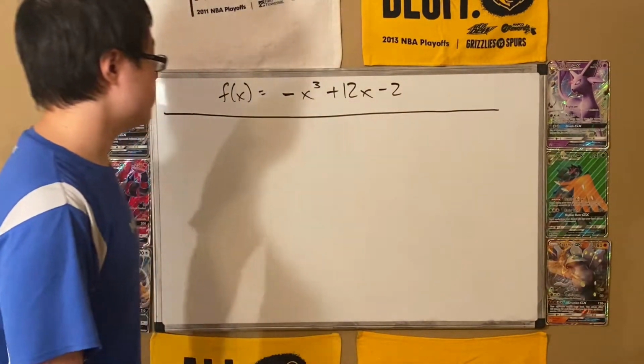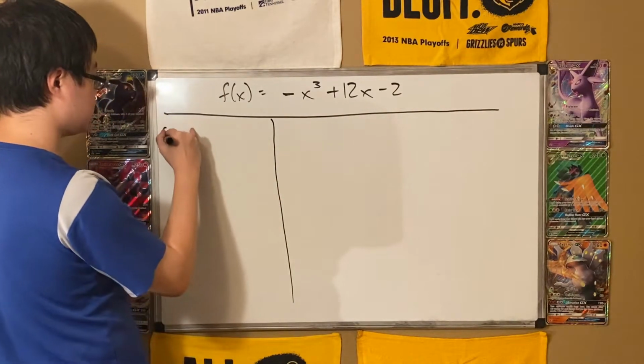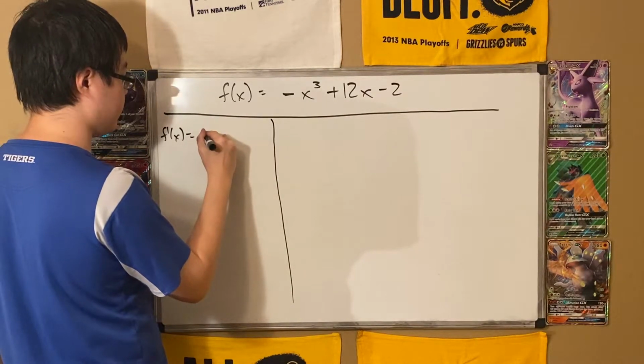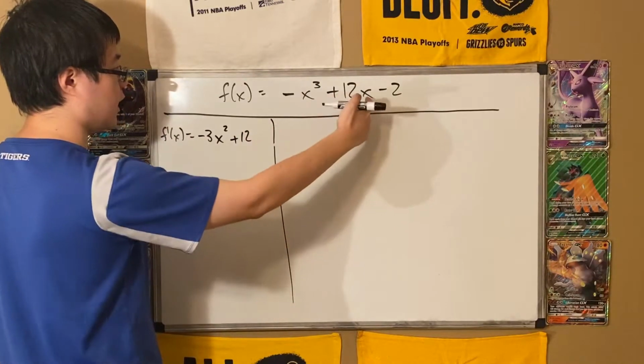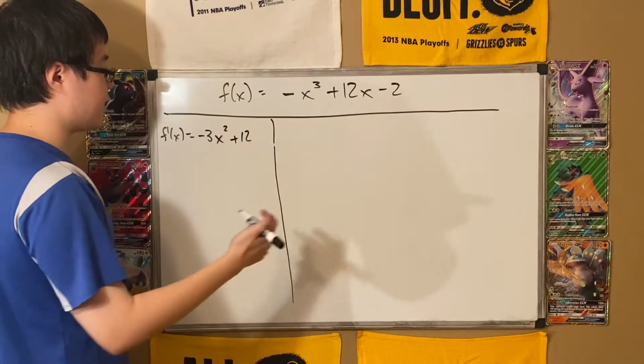So in this case, let's go for the derivative first. What is f prime? Well, I'm just going to take the derivative using the power rule, of course. It's going to be minus 3x squared plus 12 minus 0 because the derivative of minus 2 is 0. Then you factor everything out.